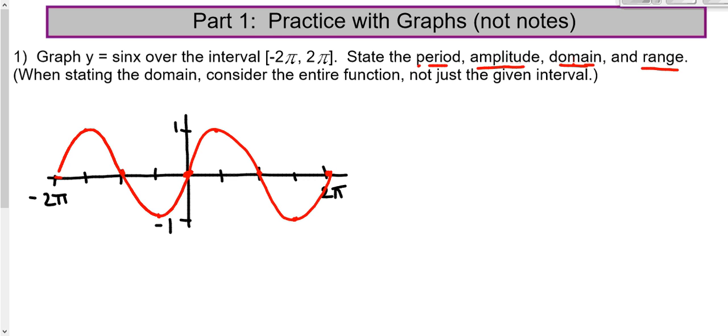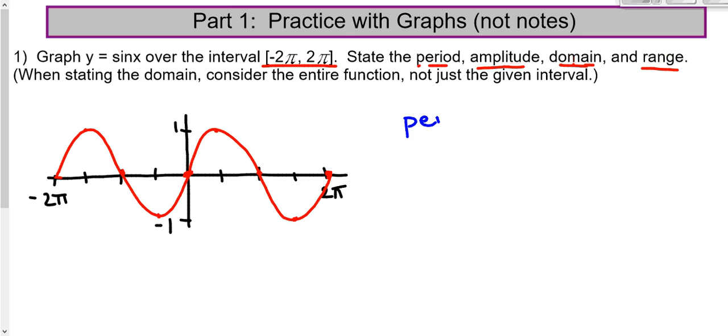And if you are drawing it on a particular interval, then you have to stop at the endpoints. So don't draw it beyond and put an arrow. I know that the entire graph does go beyond that point, but if you're given an interval, that means stop here, stop there.